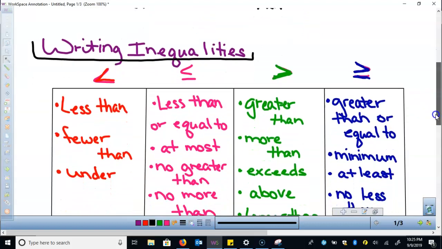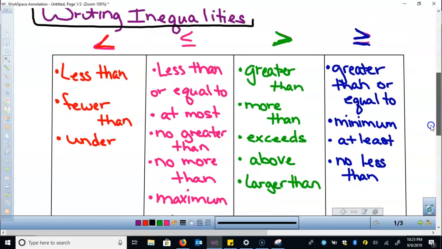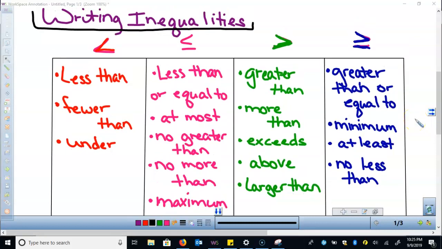We have the four different inequalities, but we must know what keywords we're looking for with each one. For example, if I want a number that is less than something, I'm looking for one that's under it or fewer than it is. So we would use the less than symbol there, whereas this number I'm looking for needs to be less than 5 maybe.